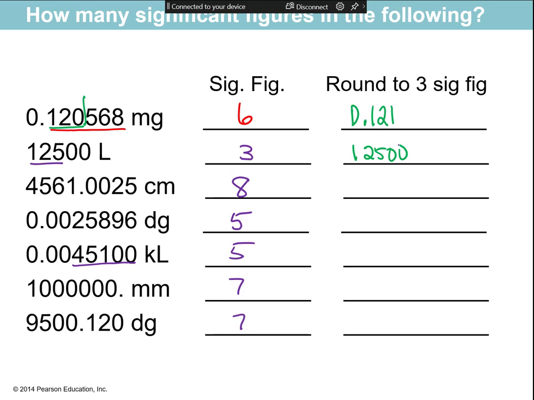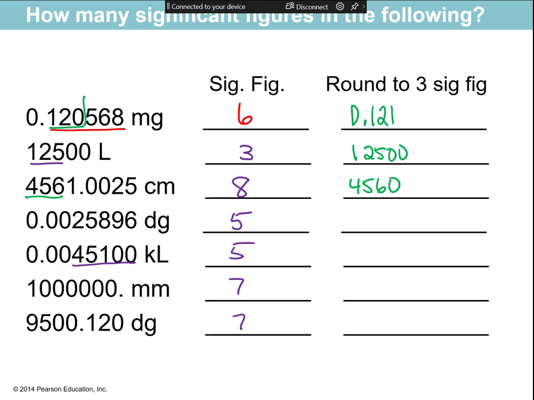So what about this one? First 3 significant figures are what? 4, 5, 6. So what's the 1 going to do? It's going to go away, okay? So I have 4, 5, 6. Do I just leave it that way? I have to add a 0. Does everybody see why? Because that's 4,561, and I'm going to round it to 4,560 because that keeps the size of the number. It indicates that 0 at the end is not significant, but it tells me the size of the number.